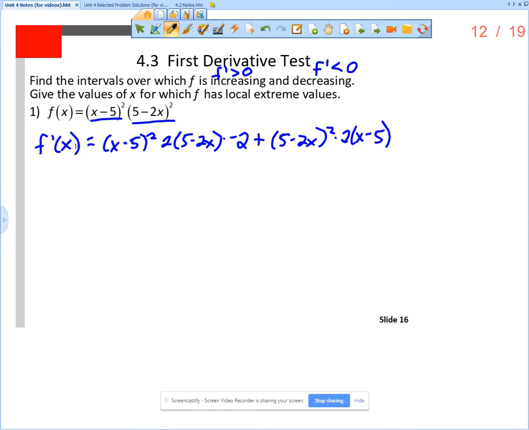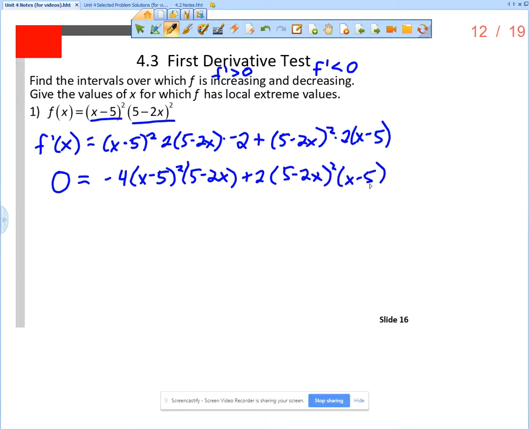All right, so now what do I need to do if I want to know when f prime is positive or when f prime is negative? Well, the first thing I need to do is know when it's 0 so that I can do a sign analysis. You should be familiar with sign analysis from pre-calc. So I'm going to set this equal to 0. And first of all, I'm going to clean it up. So negative 4 times x minus 5 squared times 5 minus 2x plus 2 times 5 minus 2x squared times x minus 5.